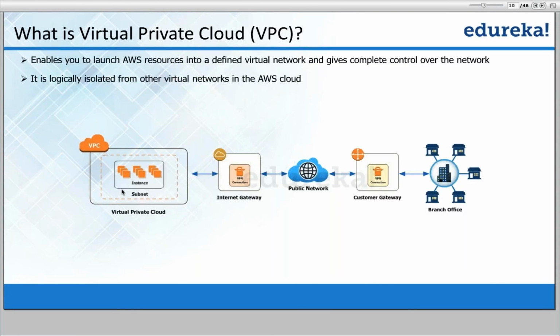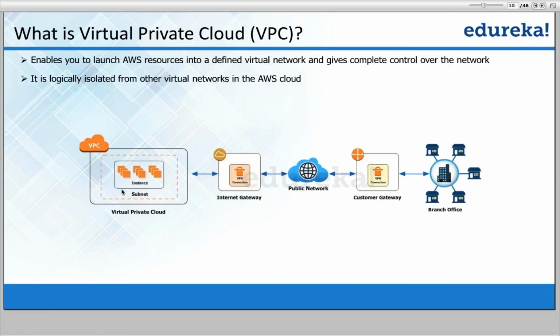The subnet is actually created at an availability zone level, right? So the VPC is at a region level, and inside the VPC you have subnets, and a subnet is only at a zone level. Right, so one subnet can only span one zone. It can't go beyond that, and the VPC can only span one region. It cannot go beyond that.